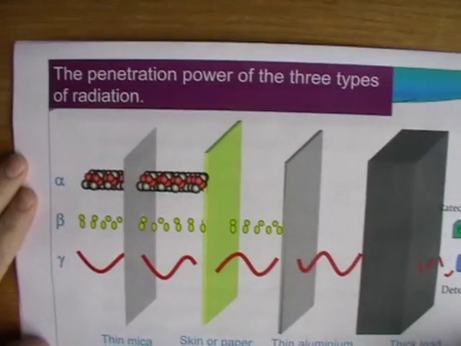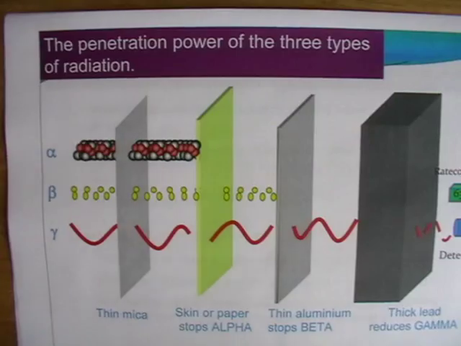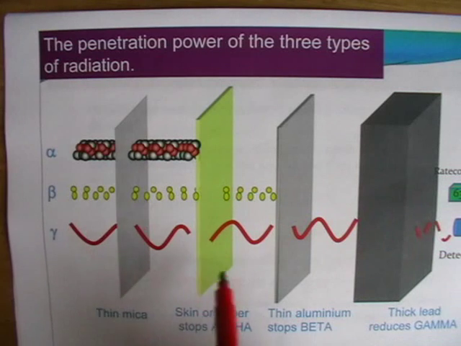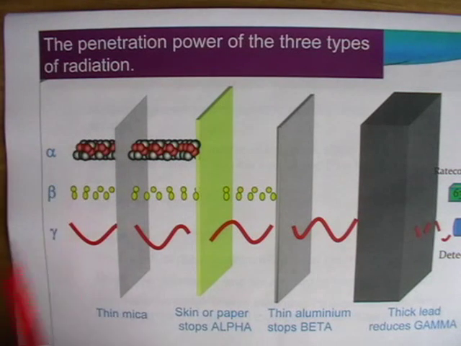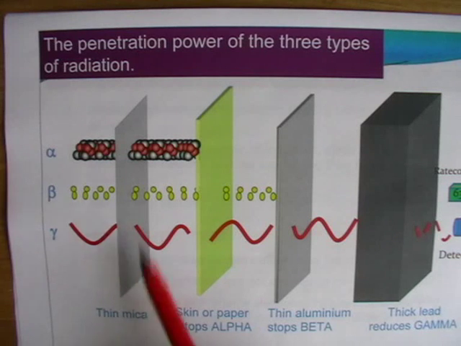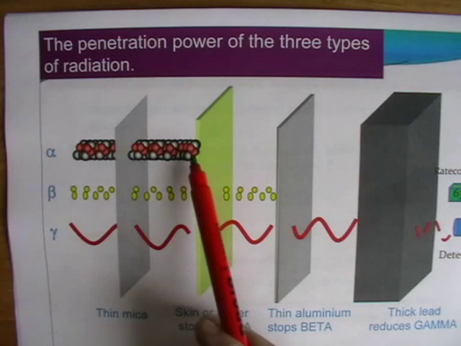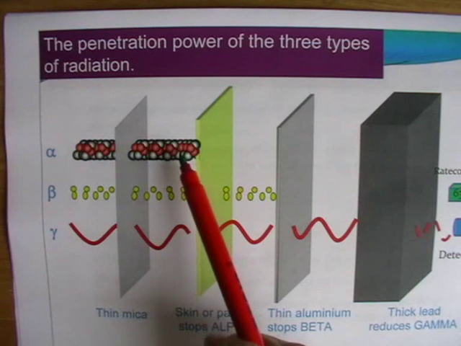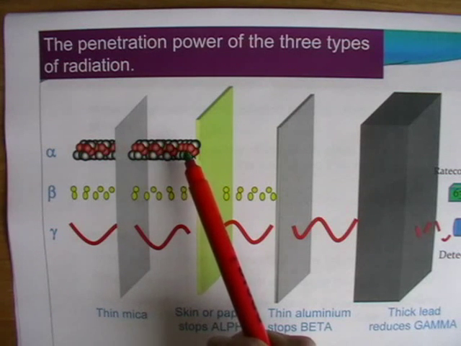Right, the penetration power of the 3 types of radiation. This just shows the 3 types of radiation. Alpha is stopped very easily by skin or paper. I'm not sure what mica is; it must be very, very thin paper. So it's stopped, and the reason is because it's so heavy, but also because it's very, very ionizing, and we'll talk about that in a minute.